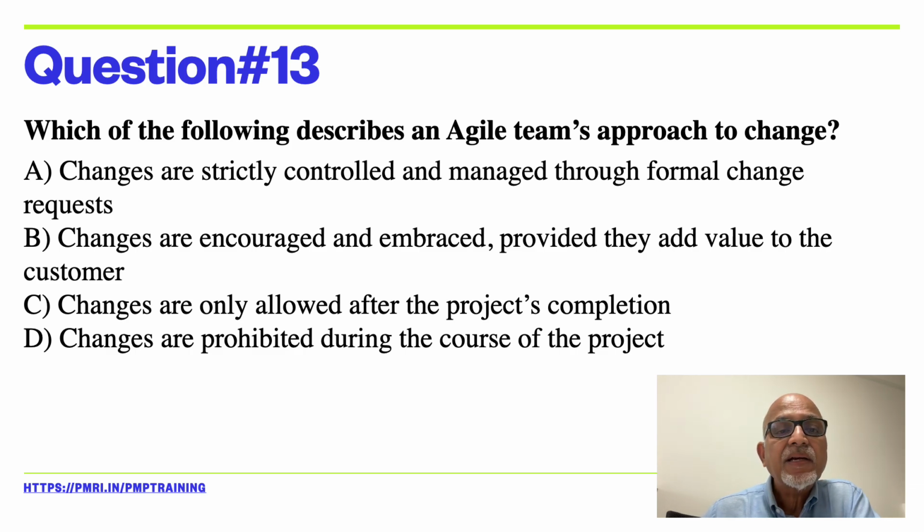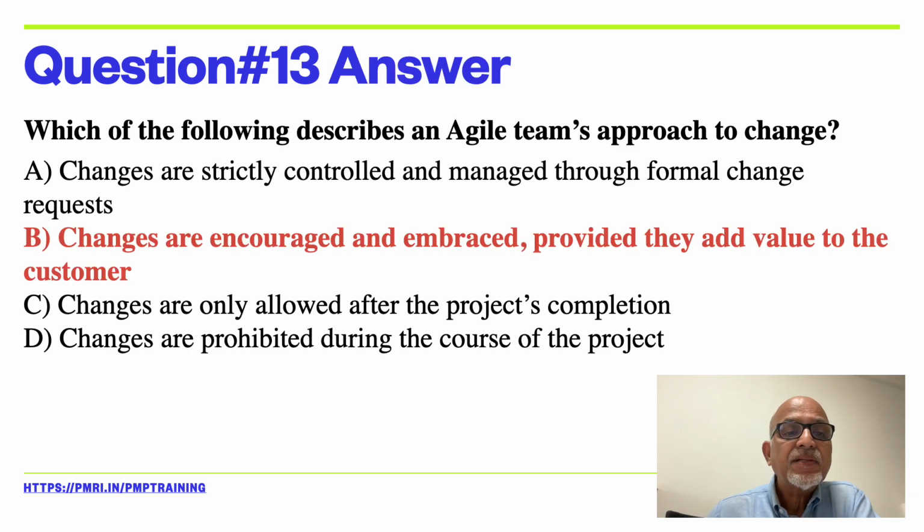Which of the following describes an agile team's approach to change? Option A, changes are strictly controlled and managed through formal change requests. Option B, changes are encouraged and embraced, provided they add value to the customer. Option C, changes are only allowed after the project's completion. And option D, changes are prohibited during the course of the project. So here the right answer is changes are encouraged and embraced, provided they add value to the customer.